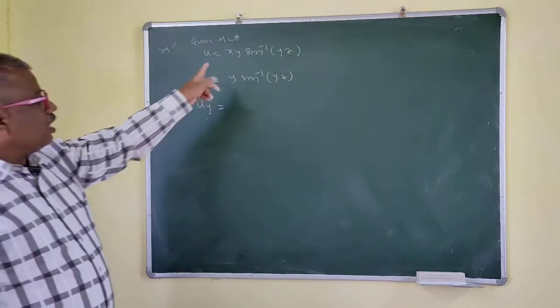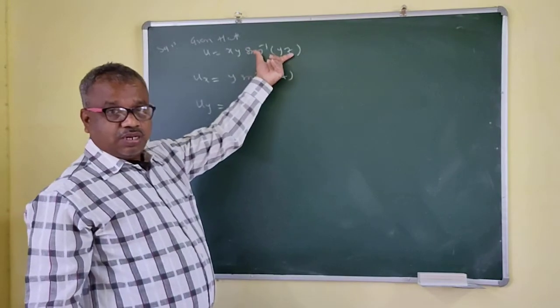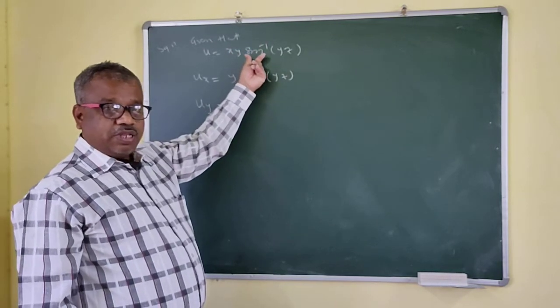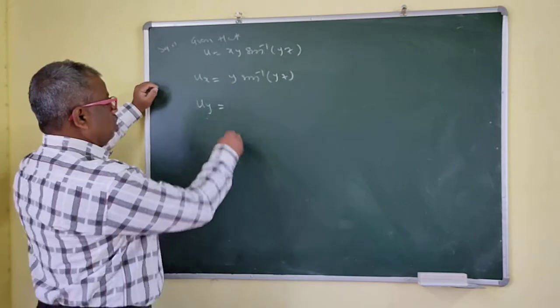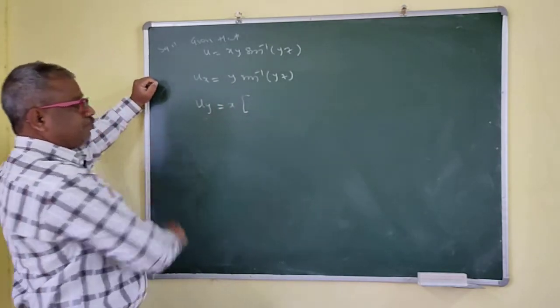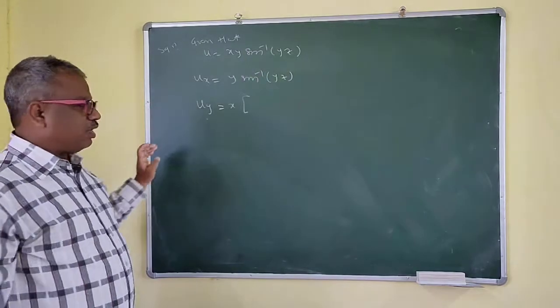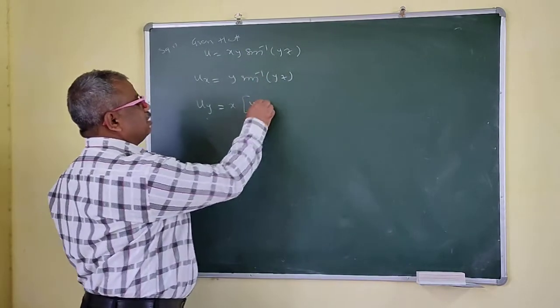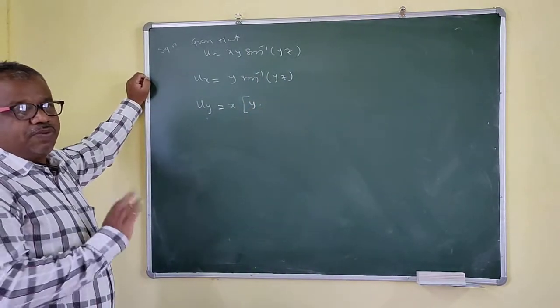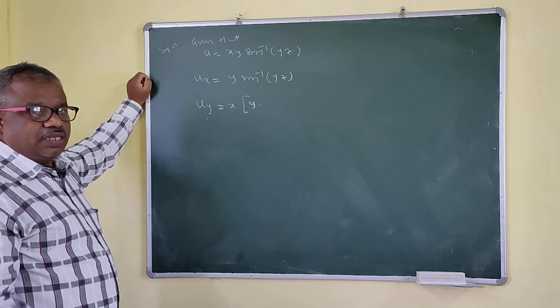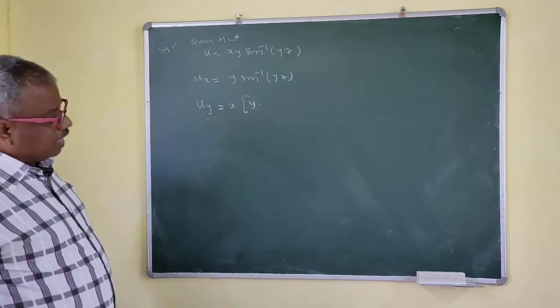uy. Now see here, y is here and y is also here. That means this is two functions containing y, so you have to apply the product rule. With the x as it is, we'll apply the product rule for y and sin inverse of yz. We'll keep the first function as it is, derivative of the second function, plus the second function as it is, derivative of the first function.